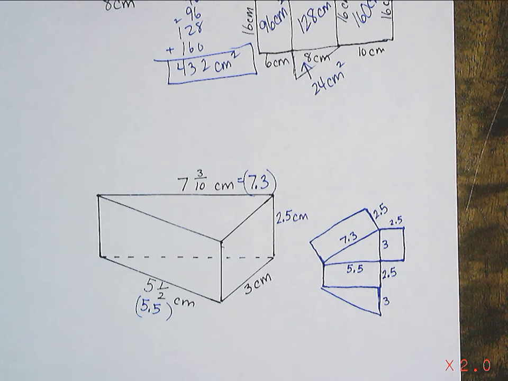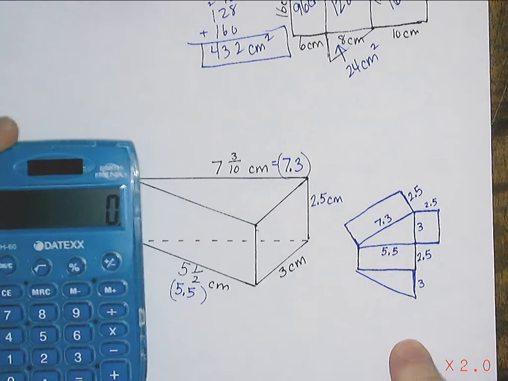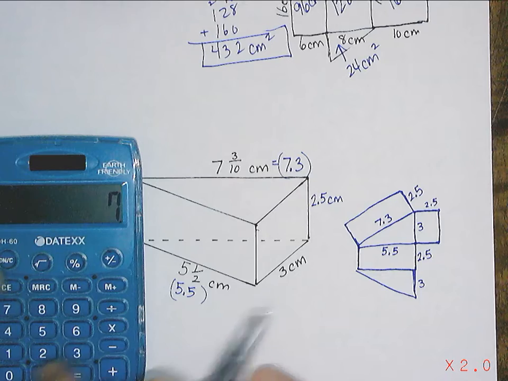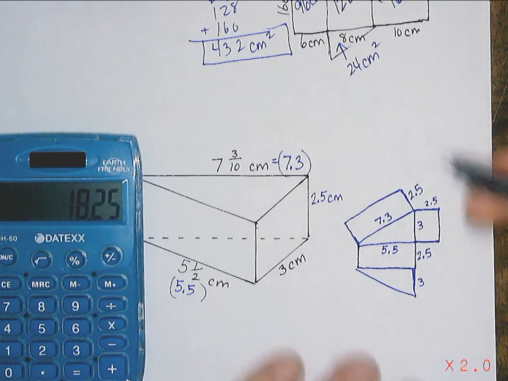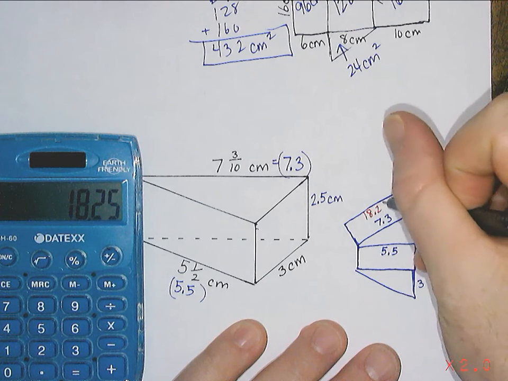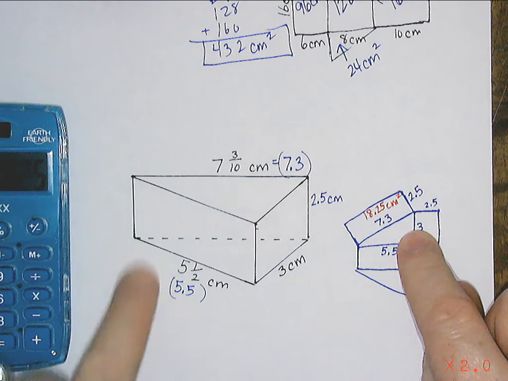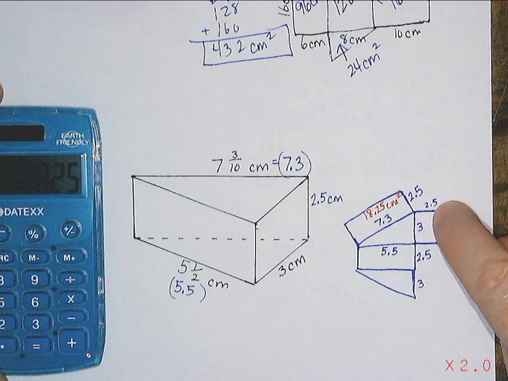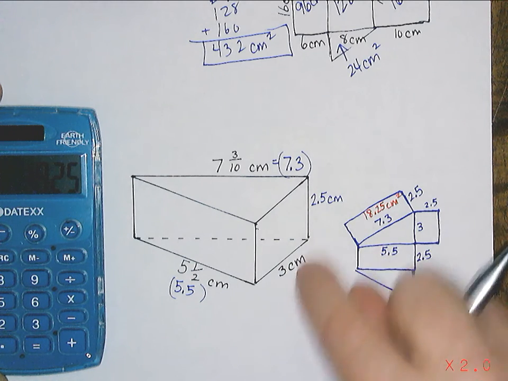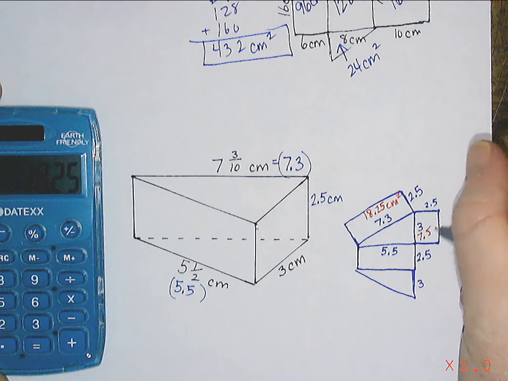So let's look at the area. 2.5 times 7.3, and I'm going to use a calculator on this one just because of time. I notice my time is running quick. So 7.3 times 2.5 is going to be 18.25 centimeters squared. And that's for that back part that we were talking about. For 3 times 2.5, for this piece right here, 3 times 2.5 is going to be 7.5 centimeters squared.